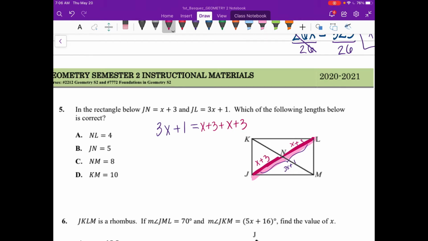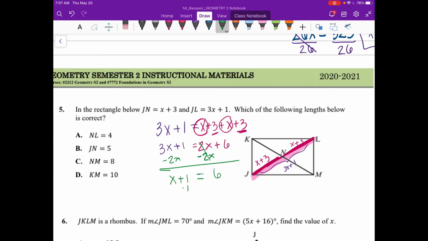Combining like terms, I have x and x on this side, so that gives me 2x. 3 and 3 gives me 6. On the left side, I have 3x plus 1. And our goal here is to first solve for x so I can figure out how much the line segment is going to be. So I'm going to subtract the 2x. I have 1x plus 1 on the left, and that equals 6. Then I'll be subtracting the 1. x comes out to be 5.